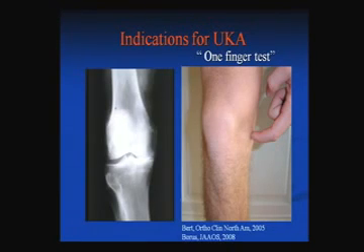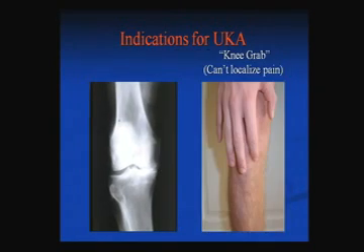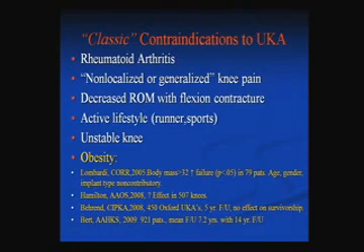This is called the one-finger test. When I see a patient who has this x-ray on your left, and if they can point to it with one finger when I ask them where their pain is, then they become a candidate. If they do this and they can't localize their pain, I certainly will not consider unicompartmental arthroplasty.